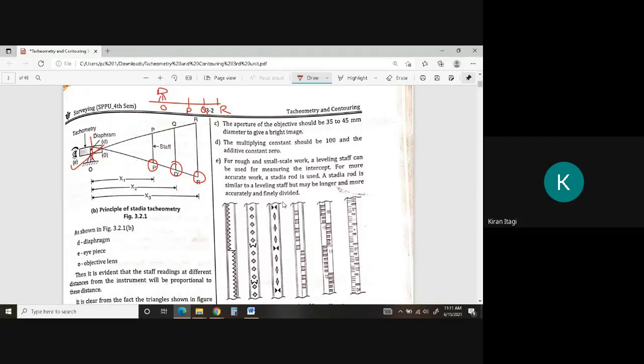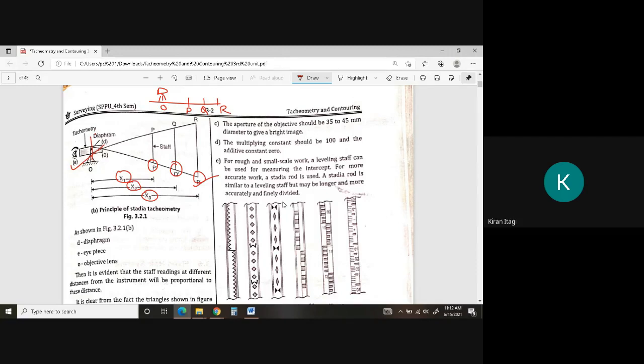With the help of these stadia hairs, I will determine x1, x2, x3. What is x1? It is the distance between the instrument and the station P. x2 is the distance between the instrument and the station Q, and x3 is the horizontal distance between the instrument and the station R.